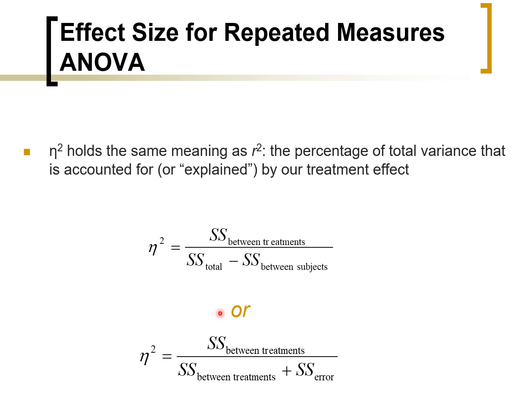We can also get to that same value by, again, starting with the same numerator, but we take our between treatments and then the error. So really, depending on which values you choose to pull out of your source table, you'll get the same eta squared. Now, that's all I have to say about the repeated measures analysis of variance.